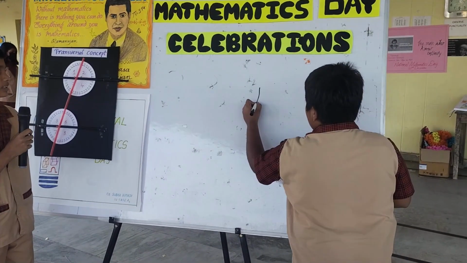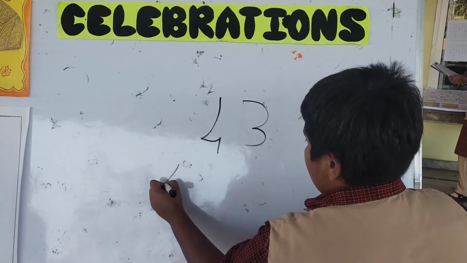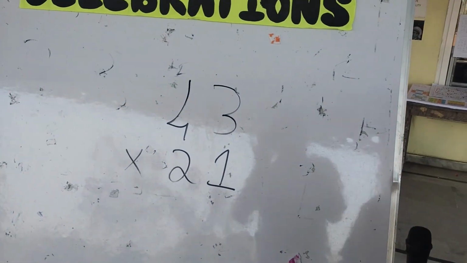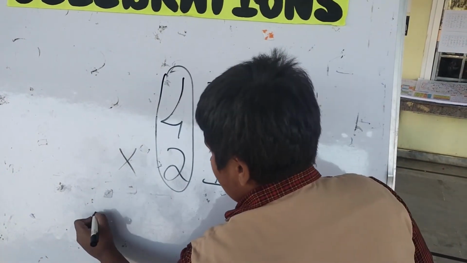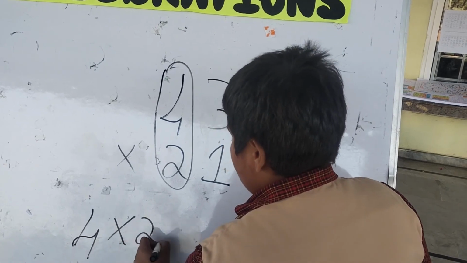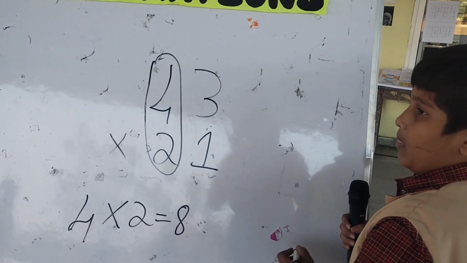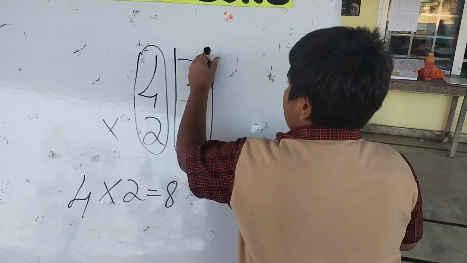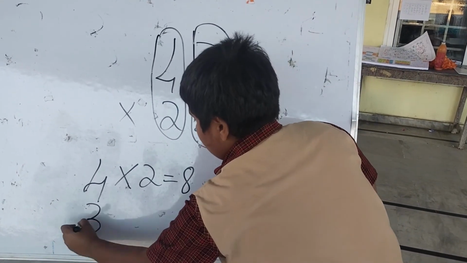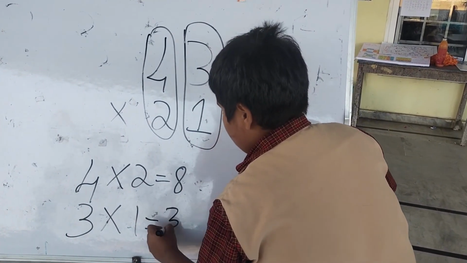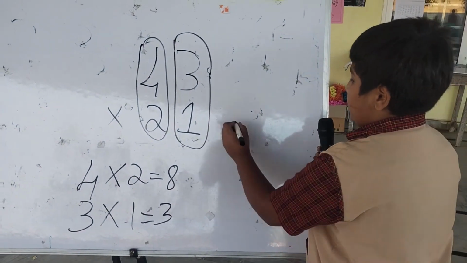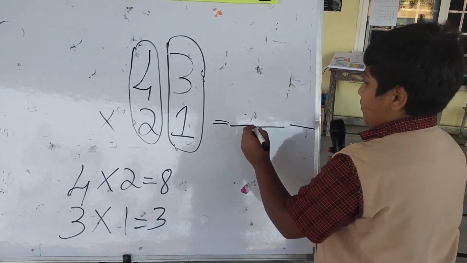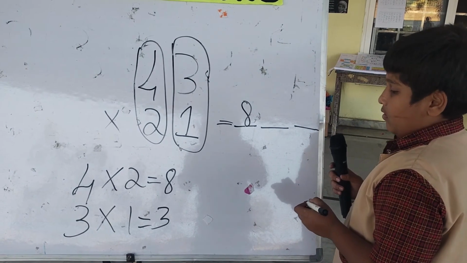43 into 21. Now, first multiply the tens places. Now, multiply the unit places. Make 3 blanks. Write 8 in the first blank and 3 in the last blank.